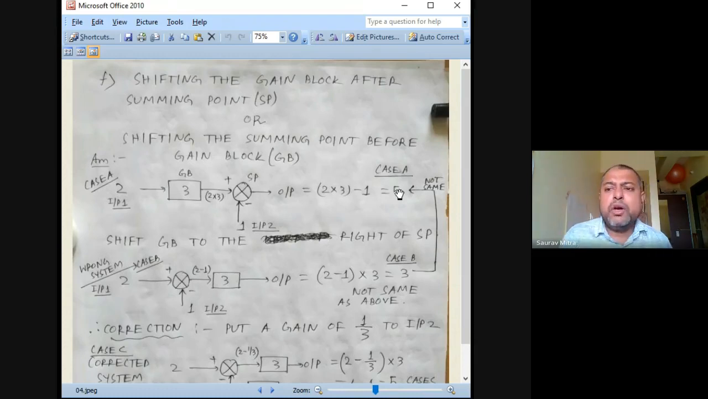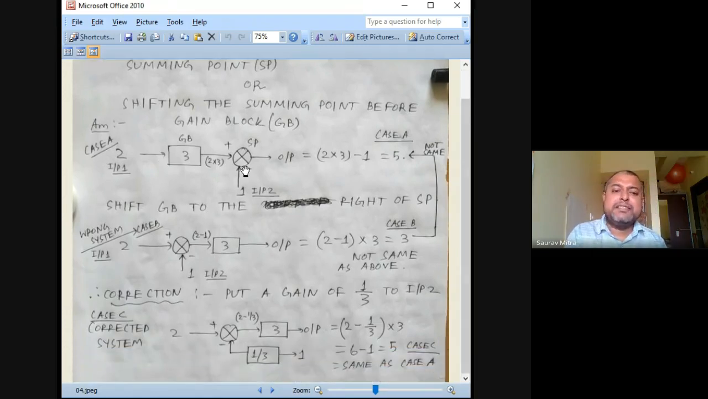Now, when we do the block reduction technique, we have to swap this kind of thing. What we have to do is shift SP, the summing point, to the left side of the GB. Or we shift the GB to the right side of SP. Both are the same thing. It is written here: shifting the gain block after the summing point, or shifting the summing point before the gain block. So the diagram looks like this. The actual system is this, and the output is 5.